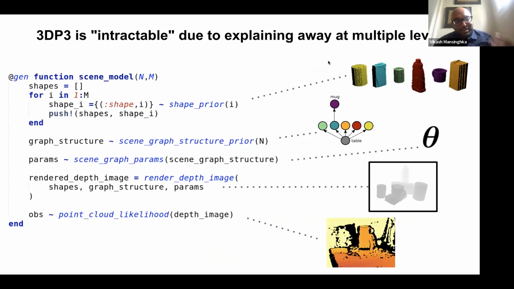So first, here I'm just showing a schematic of the generative program for this application. So in 3DP3, there's a prior over shapes so that shapes can be learned from just a couple real world examples. Then there's a prior over the structure of scene graphs. Then there's a renderer. Then there's a noise model for generating point clouds. So if you think about the dependencies that are introduced by this generative process, there's explaining away at many, many levels, at pretty much every level of this model.